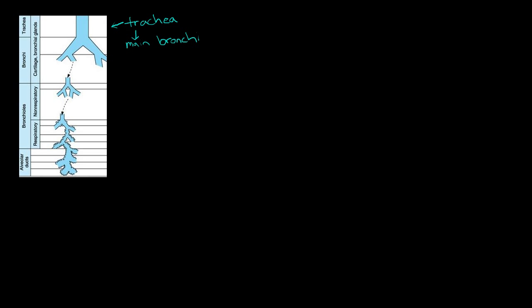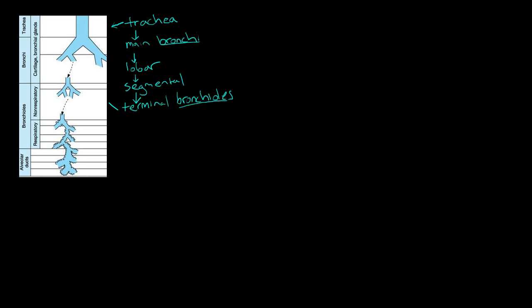And then the main bronchi will continue to branch into the lobar bronchi. The lobar bronchi will then branch into the segmental bronchi. And then finally the segmental bronchi will branch into the terminal bronchioles. Just notice that this is a new word here. We have bronchi and bronchioles.